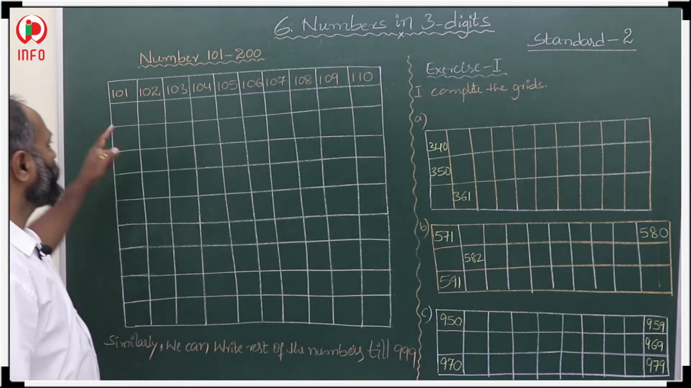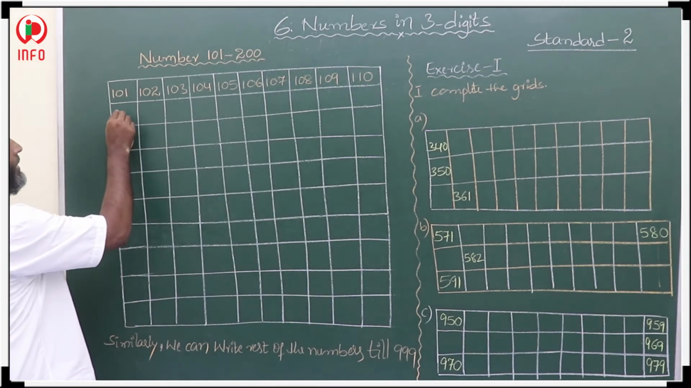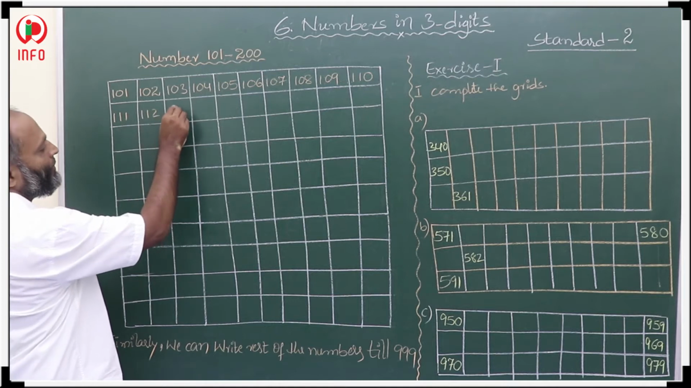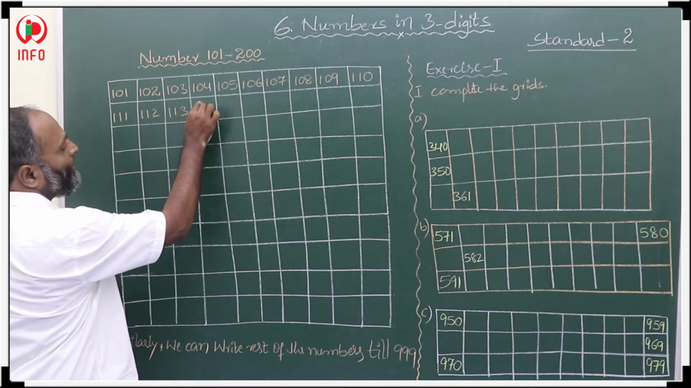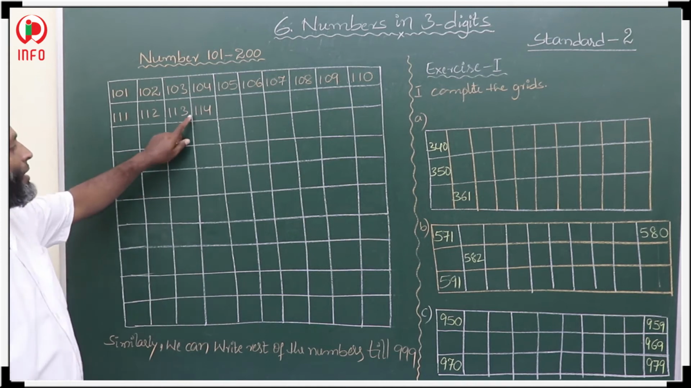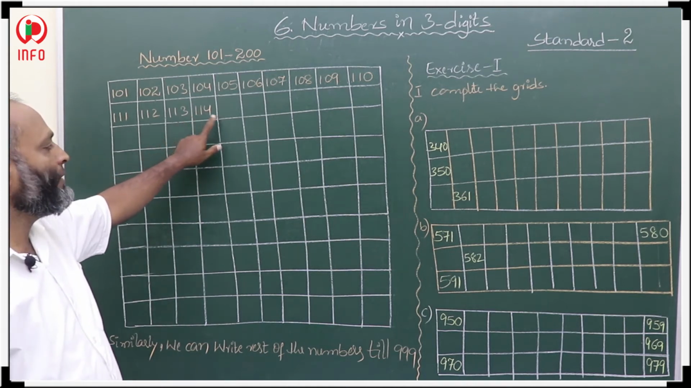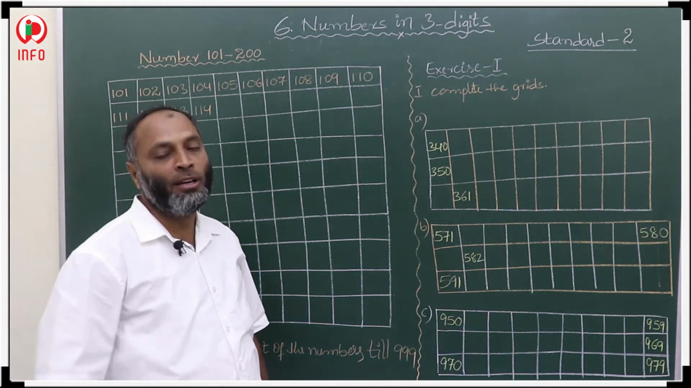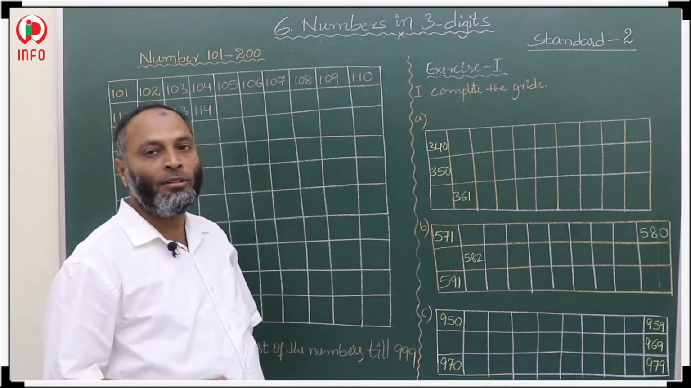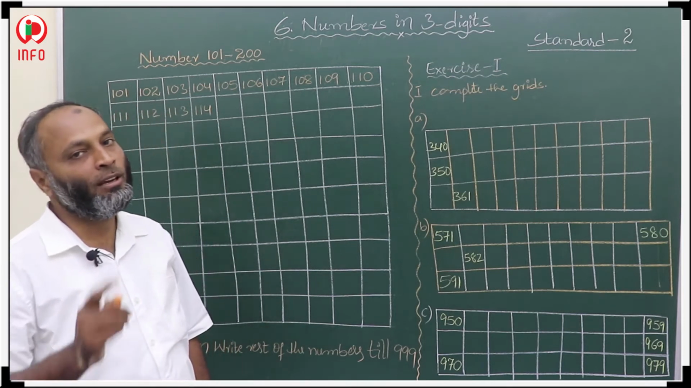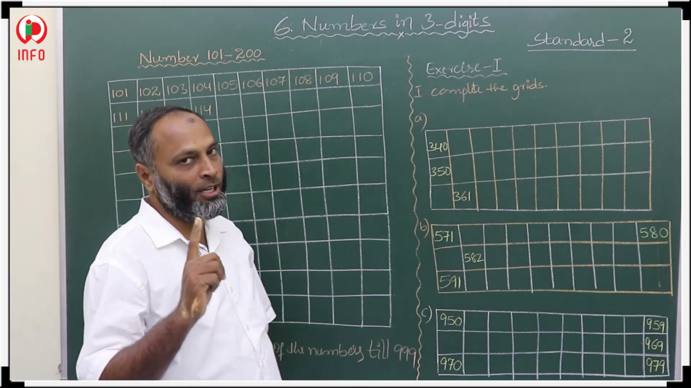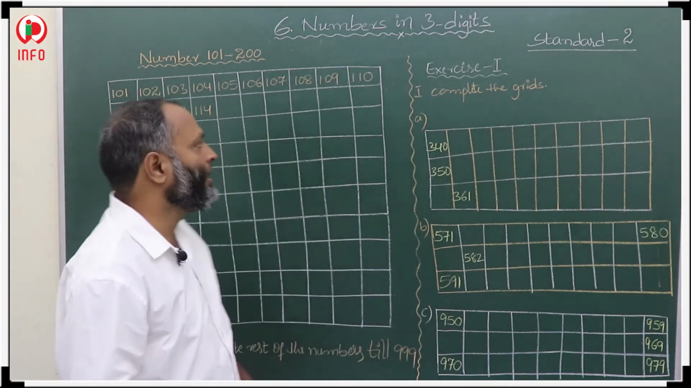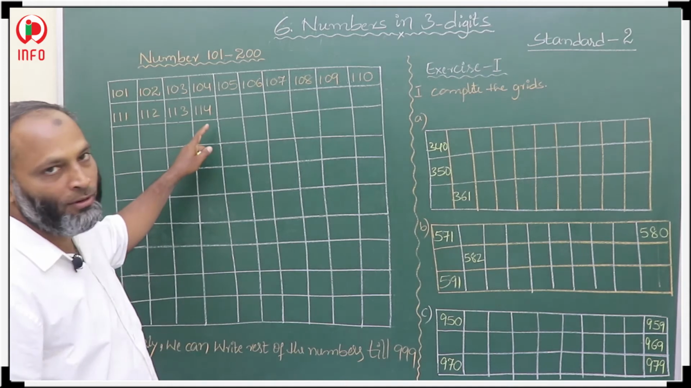In the hundreds place we have to write 1 commonly. So in hundreds place 1 commonly: 111, 112, 113, 114. In the hundreds place 1 is common, so the other values we have to change. 10, 11, 12, 13, 14 till 99 we have to write. But in hundreds place we have to take 1. But in tens and ones place the values will change. That is, we have to write in serial order.